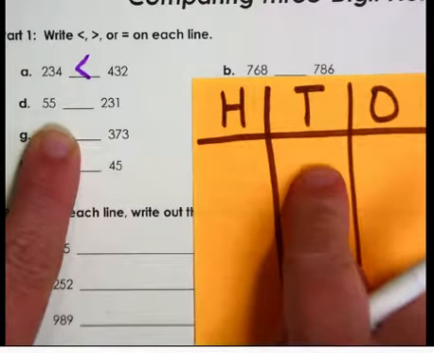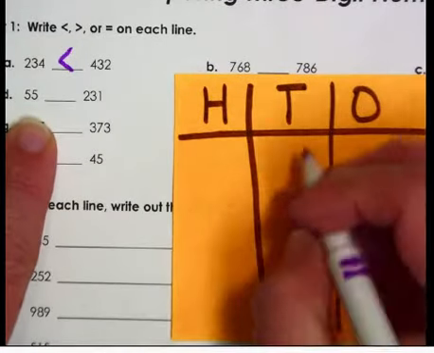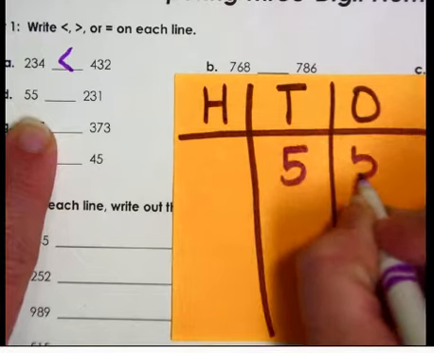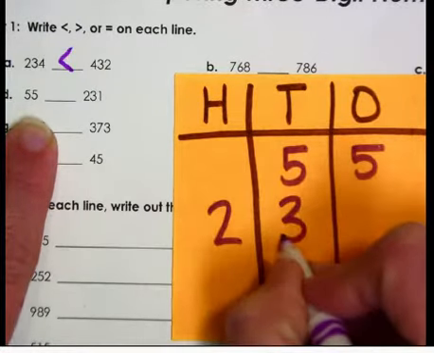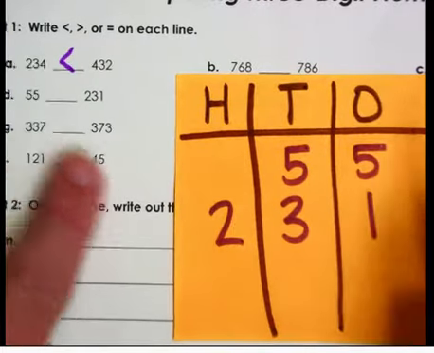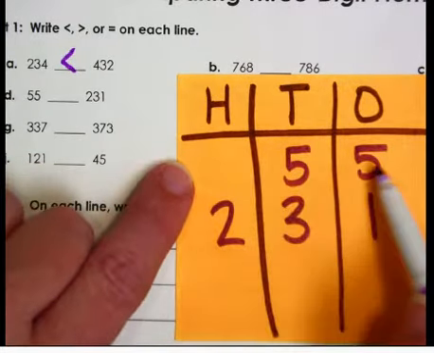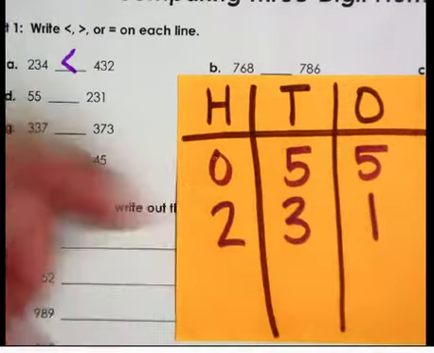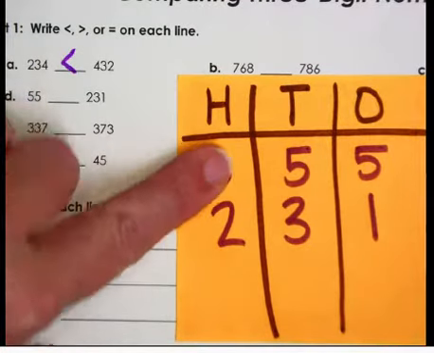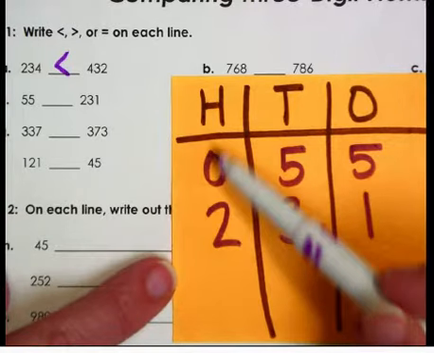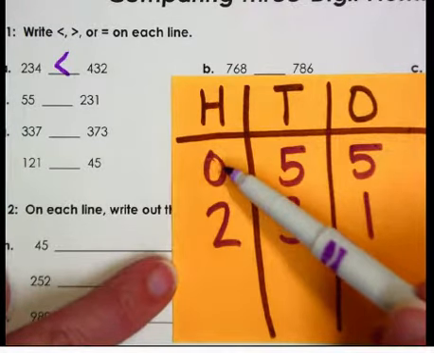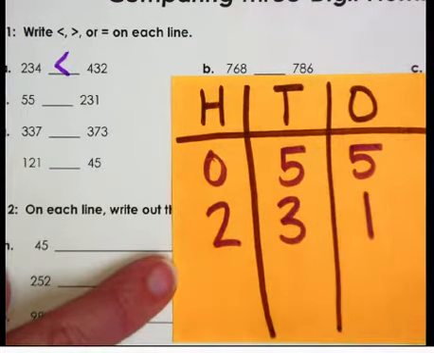55. Now be careful here. This is comparing a 2-digit number to a 3-digit number. 55 and 231. So technically, how many hundreds are in 55? 0, right? So you can't put a 0 there, or you could just leave it empty. So we're going to compare the hundreds place here. Which one is larger, 0 hundreds or 2 hundreds?